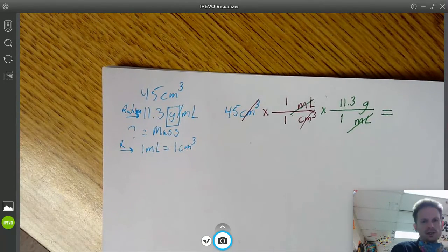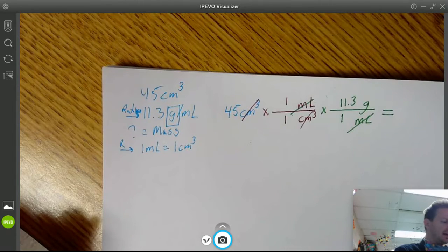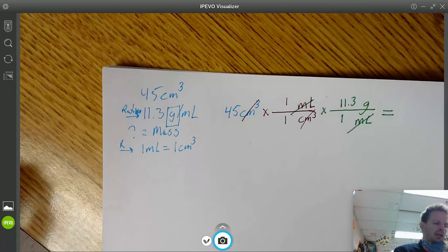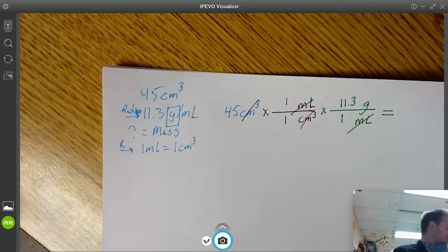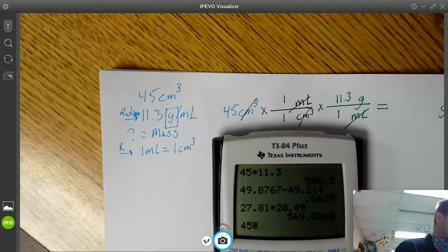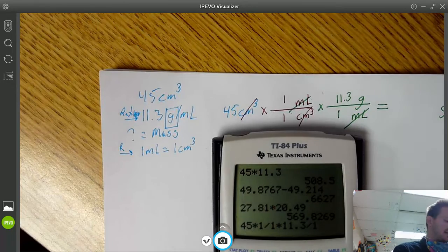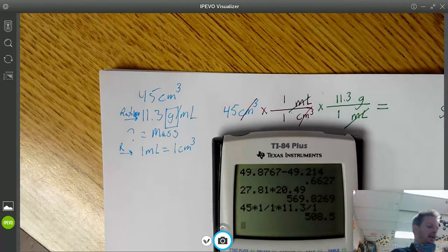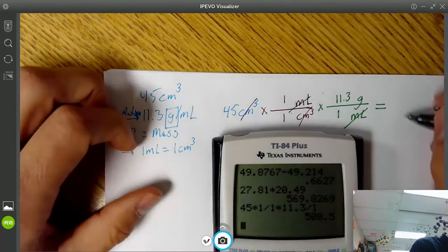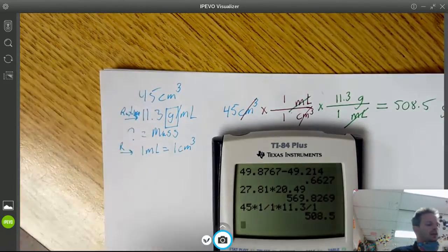And that's what dimensional analysis does. Yes, we could have found the density equals mass over volume equation, and we could have put it in there. But even if we would have chucked those two numbers in there, unit-wise, it wouldn't have worked out. Okay, so at this point, we're going to put those numbers in. So I have 45 times 1 divided by 1 times 11.3 divided by 1. Now, again, do we really have to put in the ones? Nope. But just so you can kind of see how that would work out. And so our answer comes out to be 508.5.